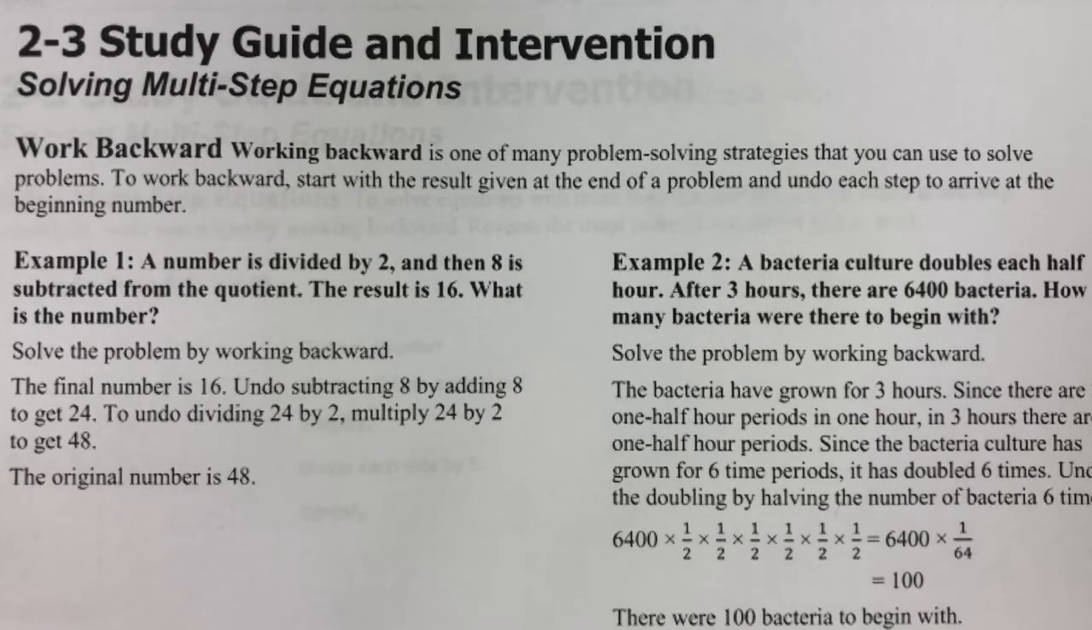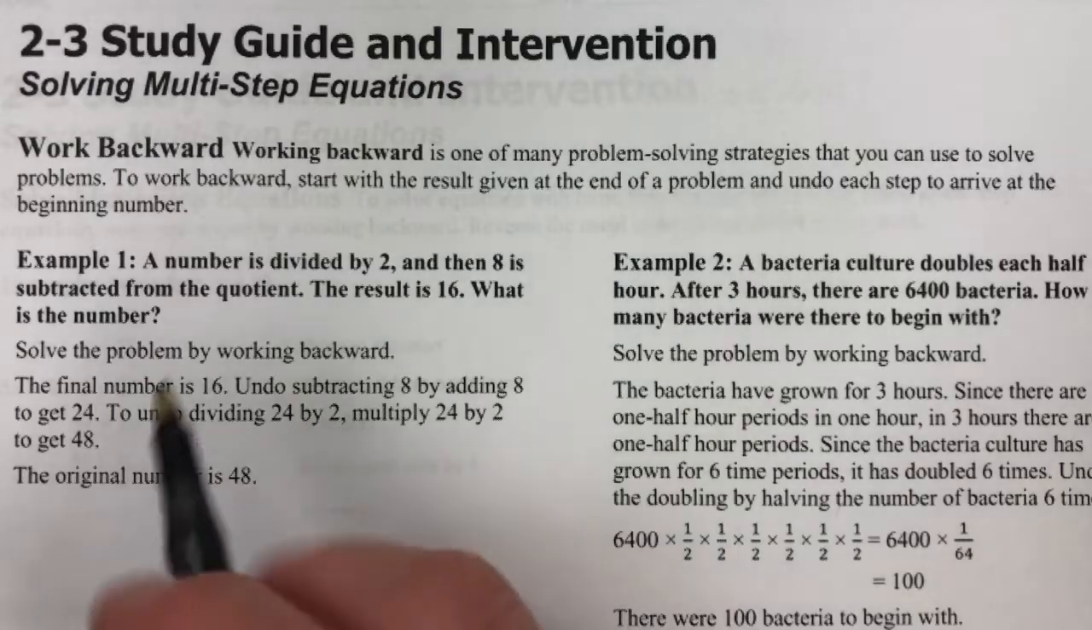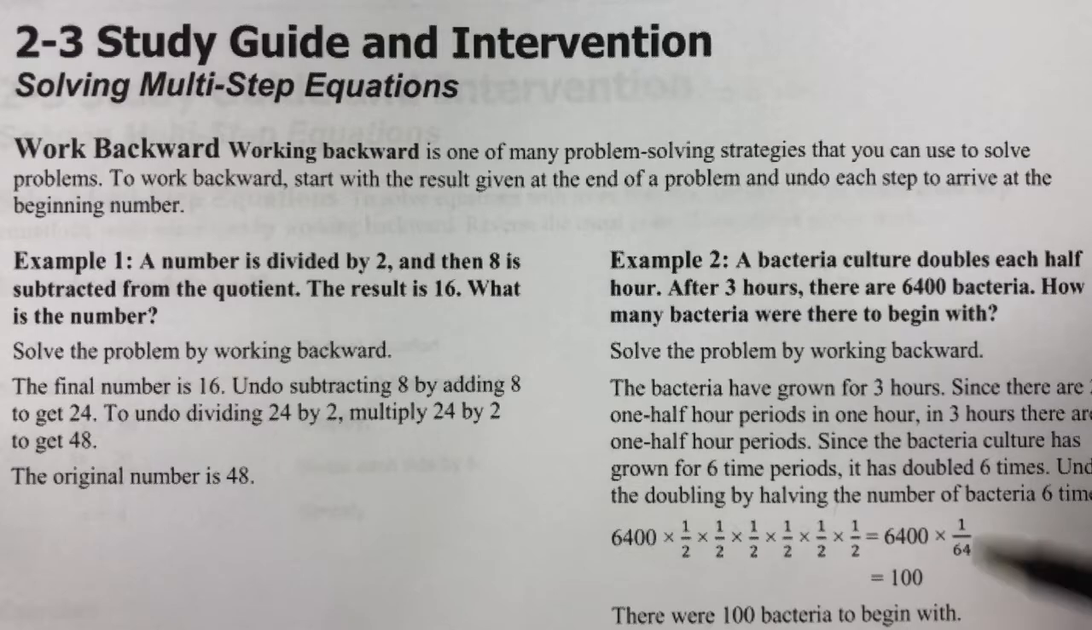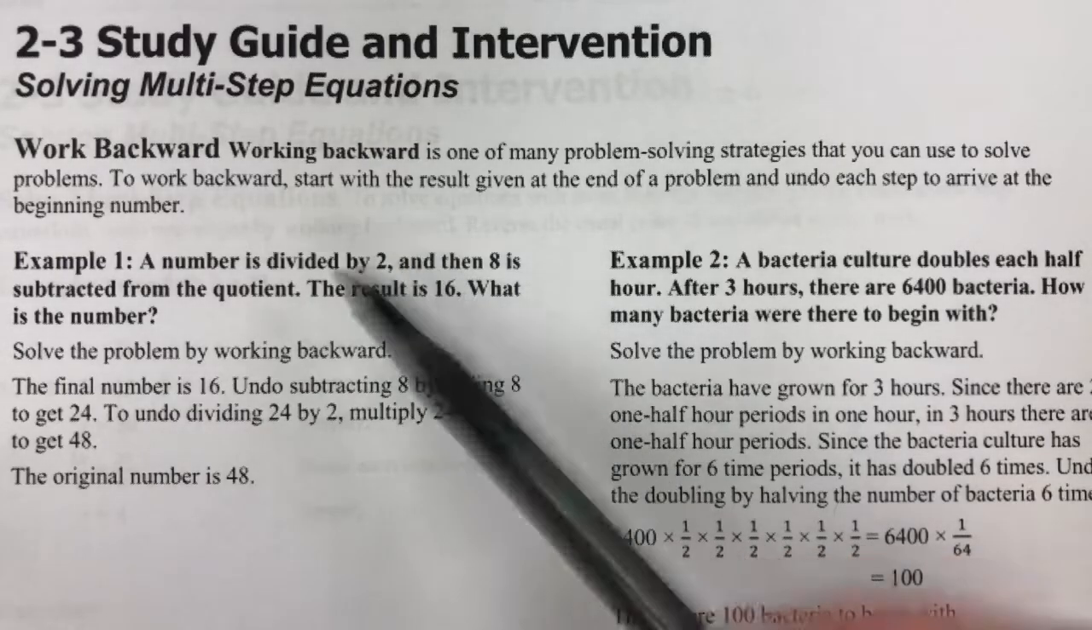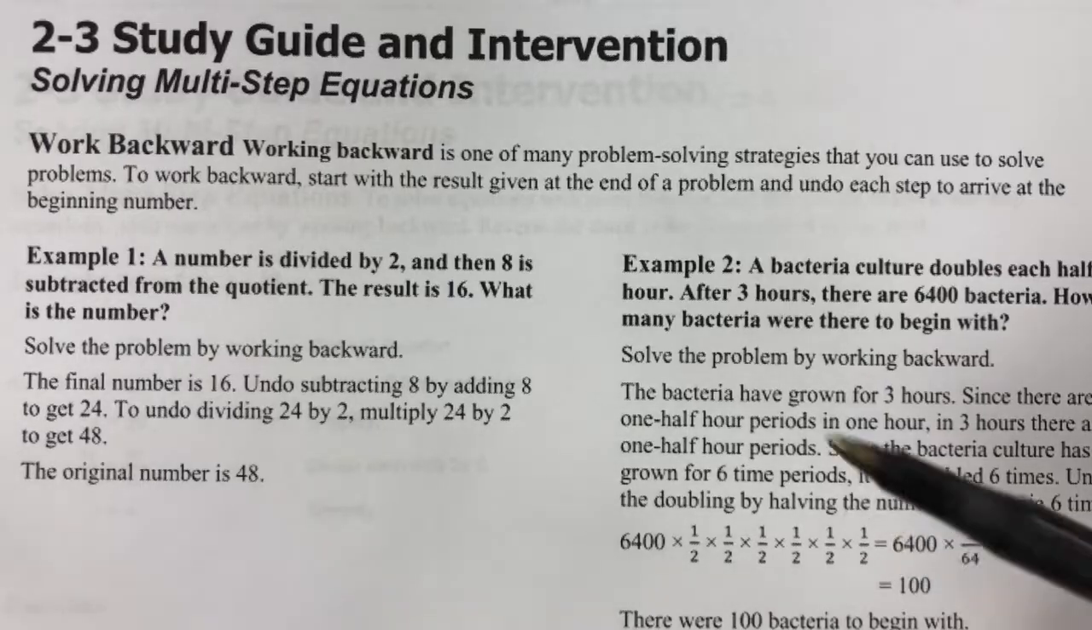All right, guys, so we're doing lesson 2-3 right now, study guide and intervention. So, solving multi-step equations. We've gone over how to write an equation. We've gone over one-step equations when we just have to do one operation to get the variable by itself. Now we're gonna solve equations with more than one step to get the variable by itself.